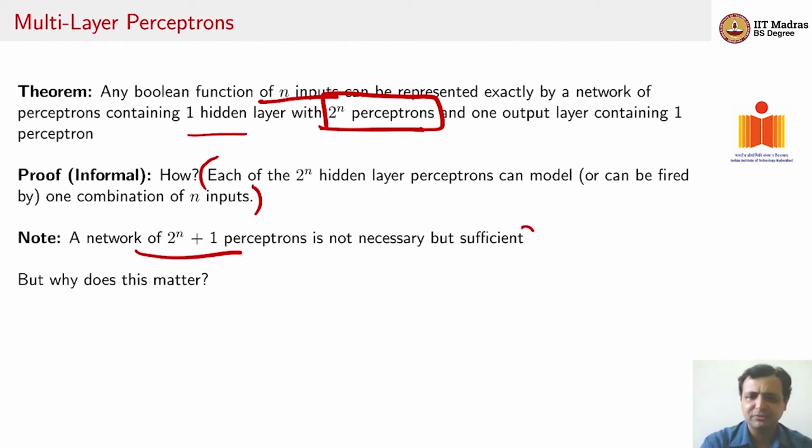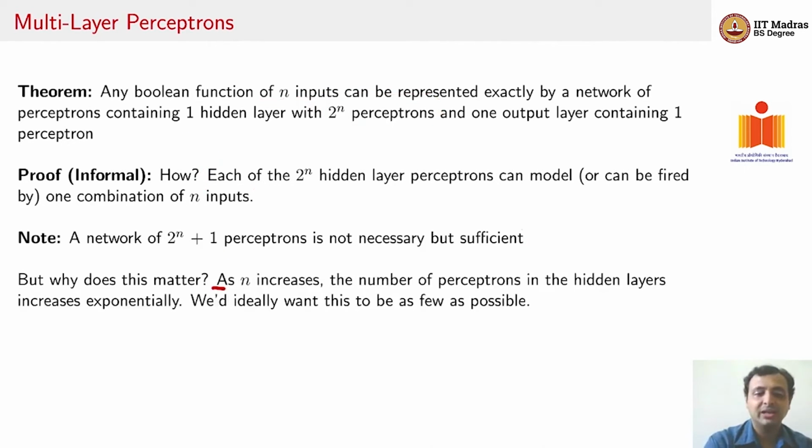Why does this necessity and sufficiency matter? The reason is, as n increases, the number of perceptrons in the hidden layer increases exponentially, 2 power n. So your multi-layer perceptron can become too computationally intensive to train, or even just to take a forward pass through. So you don't want it to always be too computationally intensive. You ideally want to find the multi-layer perceptron solution that has the least number of neurons in your hidden layer.